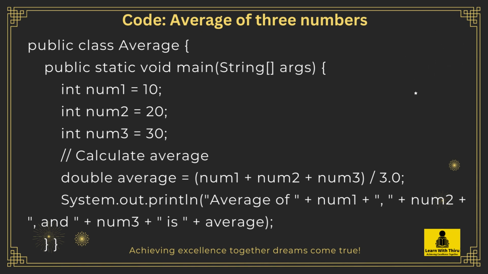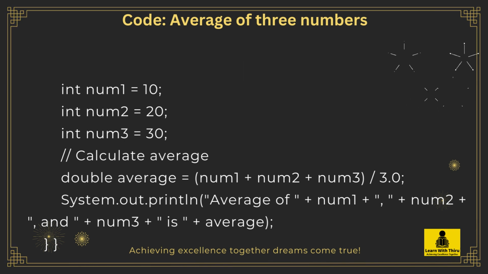double average = (num1 + num2 + num3) / 3.0. System.out.println("Average of " + num1 + " + " + num2 + " and " + num3 + " is " + average). Closing curly bracket, closing curly bracket.